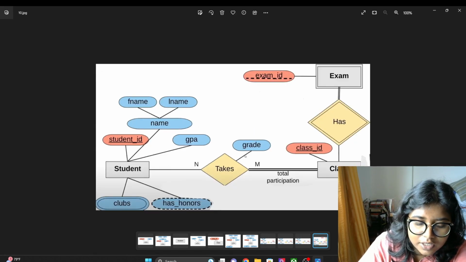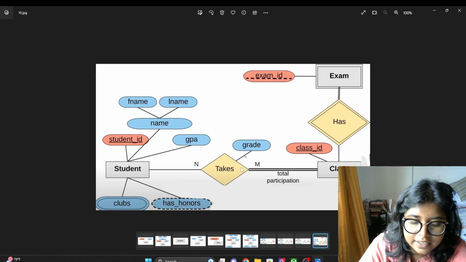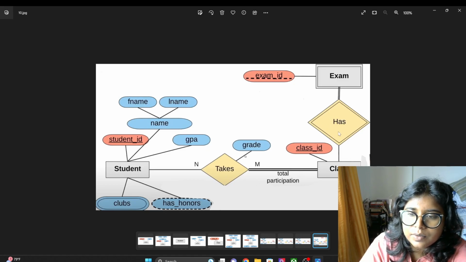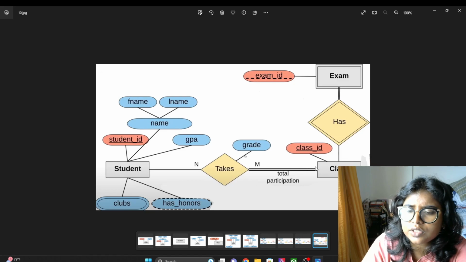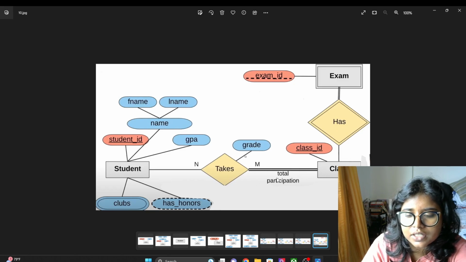There's something called weak entity, that is it cannot be uniquely identified by its attributes alone. And an identifying relationship is the way we uniquely identify the weak entity. This is the weak entity, which is put as a double diamond box, and then exam is put. This basically happens because only if the student takes this class, then only the exam has to happen. If the student doesn't take the class, then the exam doesn't have to happen.